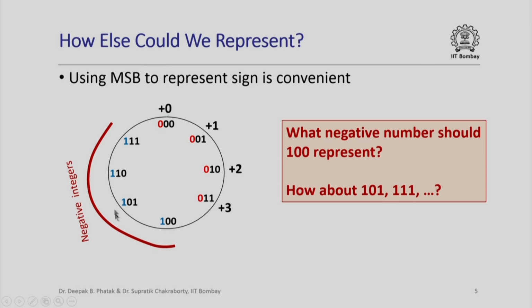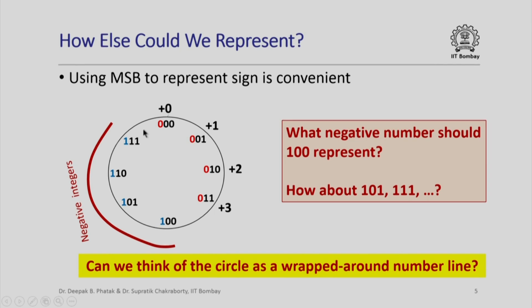In trying to answer this question, we might want to think of this circle as a wrapped around number line. If you think of this circle as a wrapped around number line, then I can see that from here to here the numbers are increasing, plus 0, plus 1, plus 2, plus 3. These are going to be negative integers. So can I somehow unwrap this circle into a number line such that along the number line I get 0, 1, 2, 3 at these positions, and these correspond to negative integers, and still I can think of the unwrapped circle as a usual number line.